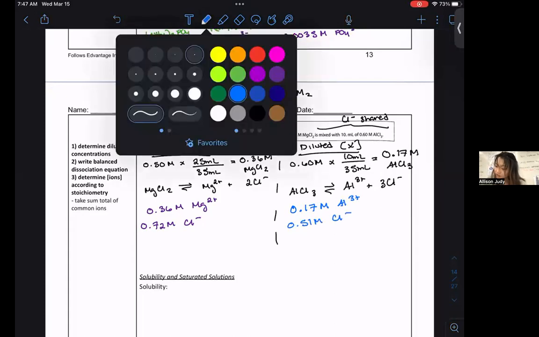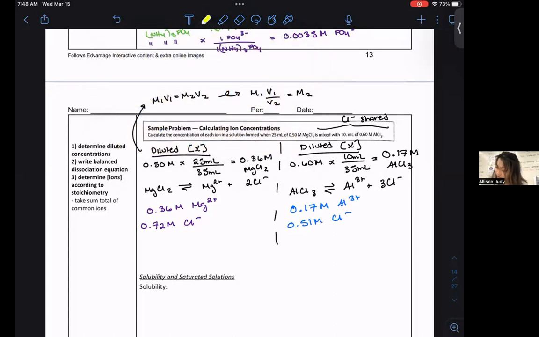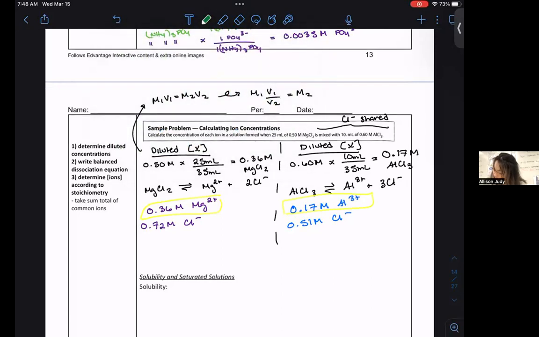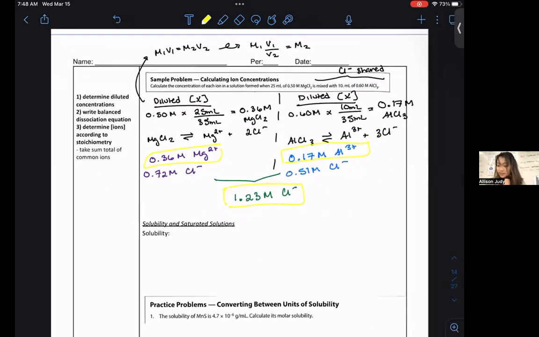Now I'm asked what's the total concentration of each ion. So I have my individual ions of magnesium 2+ and aluminum 3+, and now I'm going to sum up my chlorine ions, and I get a chlorine concentration equal to 1.23 molar chlorine ion, and that would be my answer. Hopefully this is feeling really good for you guys. Okay, so let's move on to our review on solubility.